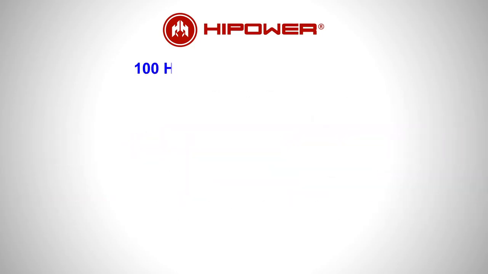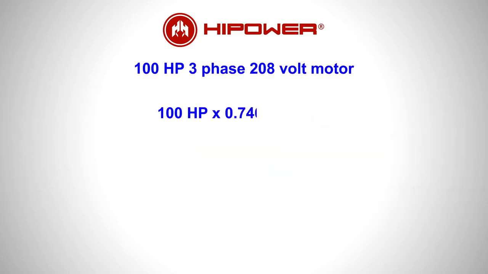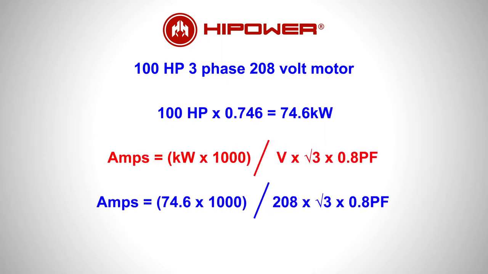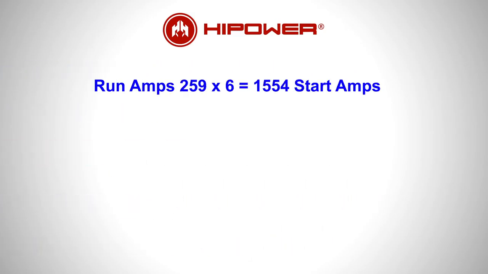For example, a 100 horsepower three-phase motor is converted to kilowatts by multiplying by 0.746, and requires 74.6 kilowatts to run. The amps to run is determined by dividing the kilowatts by the volts. Let's assume 208 times root 3 times 0.8, the usual running power factor for three-phase. We then have a resultant running amps of 259. However, on start, the amps can be 6 times running amps at 1,554 amps.